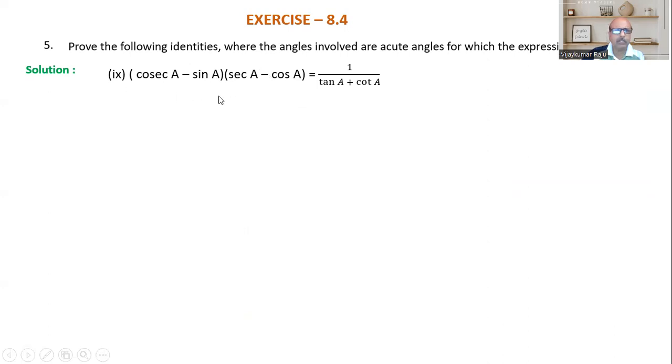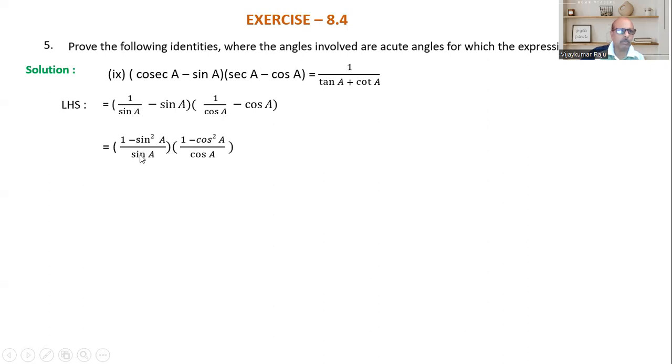Here again, let's multiply these two brackets. Let's take this to the left side. Cosec is 1 by sine into sine, sec is 1 by cos into cos. So multiply. First take the LCM here. You get 1 minus sine square upon sine and 1 minus cos square upon cos. 1 minus sine square is cos square, so it becomes cos square upon sine, and 1 minus cos square is sine square, so sine square upon cos. So one cos and one cos cancel, one sine and one sine cancel. It is only cos sine. This was the left side.